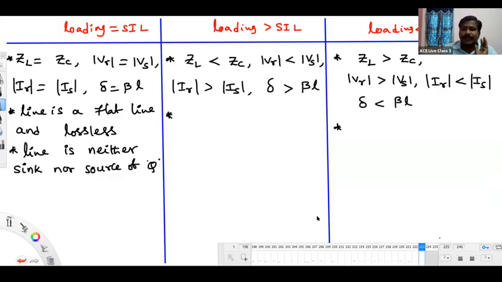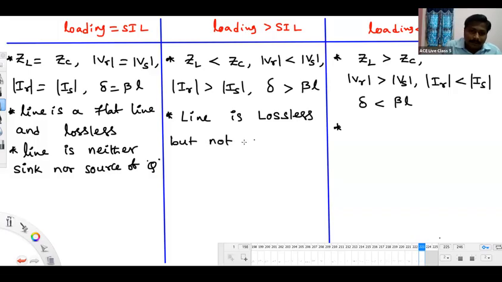Okay, it's not a flat line, but is it a lossless line? Yes. See, the thing you have to understand here is that the line is lossless. In what sense? We have taken the lossless line equations only. So the line is lossless, but it is not a flat line. That's the point you have to understand carefully here.